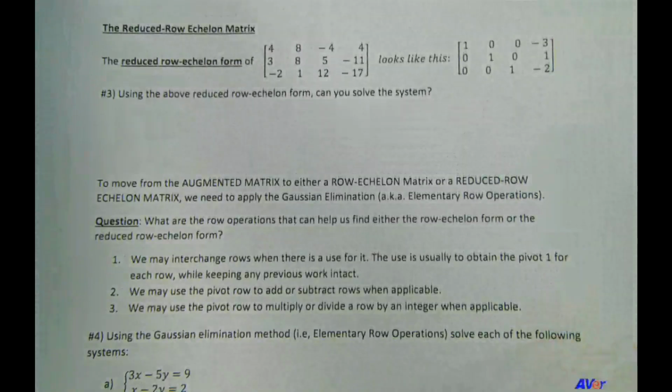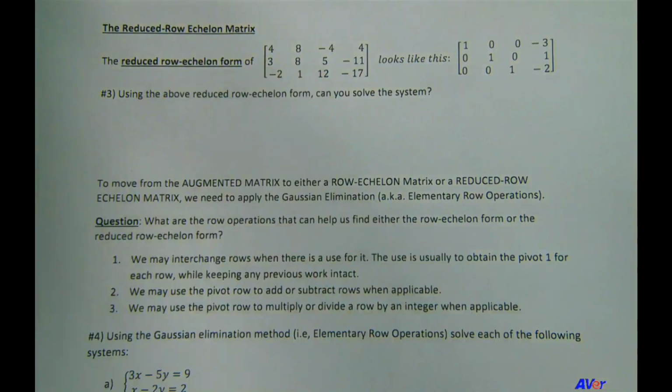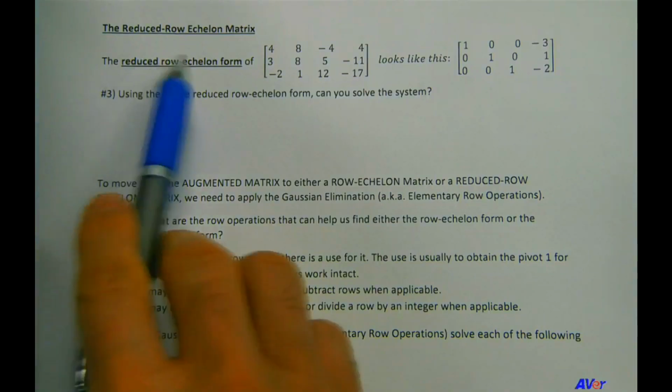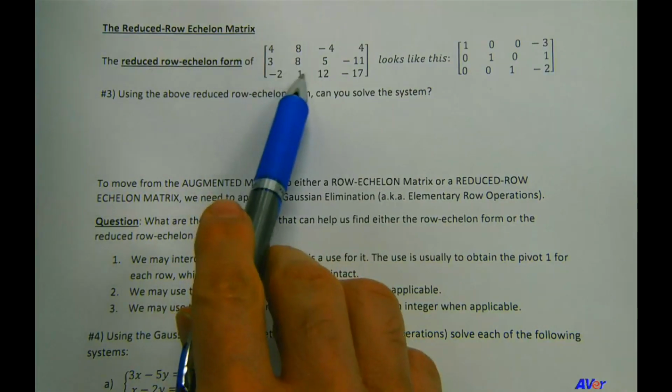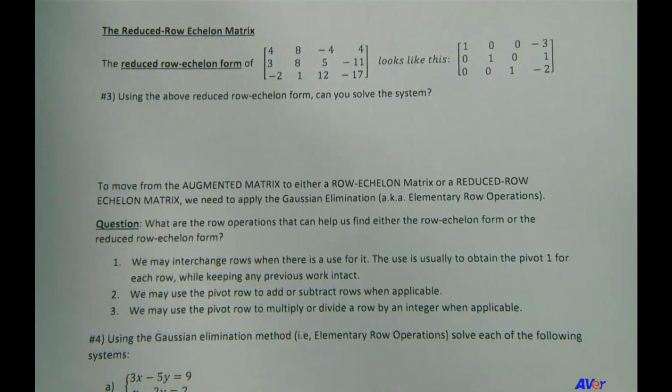This is the reduced row echelon matrix. Of course, not this one. This is saying that the reduced row echelon form of this augmented matrix is that. Take a careful look at the reduced row echelon matrix. Do you see what the dominant characteristics of that matrix are? Do you see what the dominant features of it are?